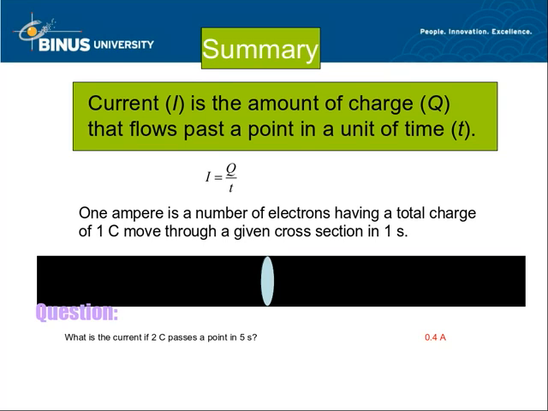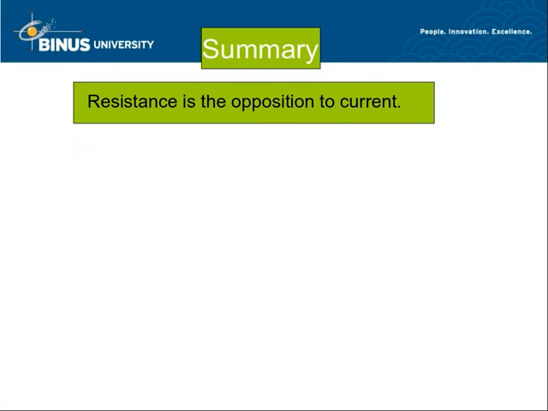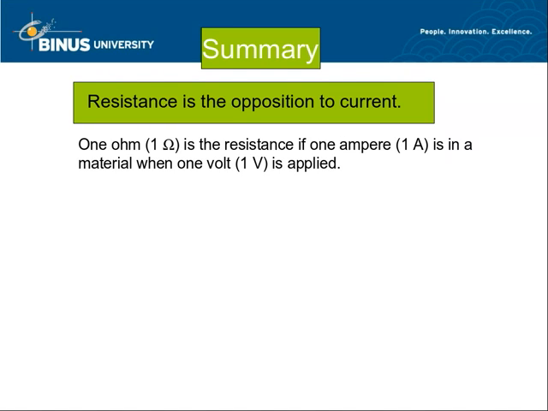And then we have another definition, which is called resistance. What is resistance? It is the opposition to current. It's measured in ohms, and 1 ohm is the resistance if 1 amp flows in the material when 1 volt is applied.